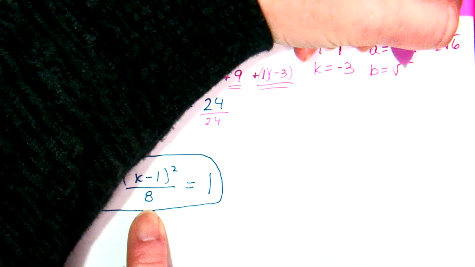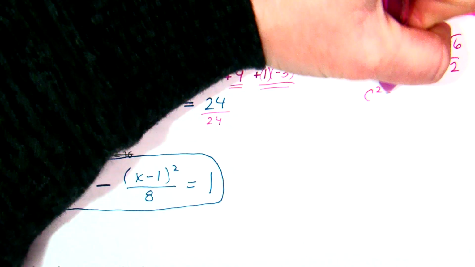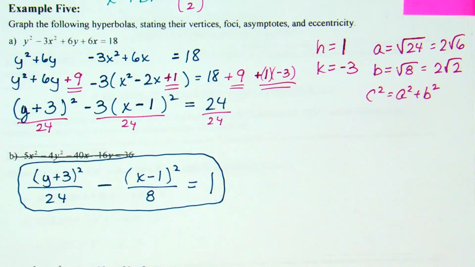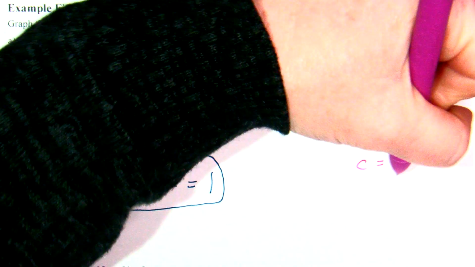And we need to find C. Pythagorean relationship. C squared equals A squared plus B squared. So C squared equals 24 plus 8. 24 plus 8 is 32. So C is the square root of 32, which is also 4 square root of 2. Do we need to do that? You would not necessarily have to.